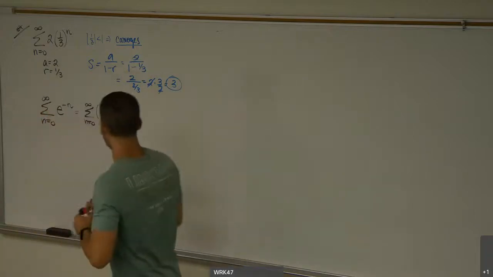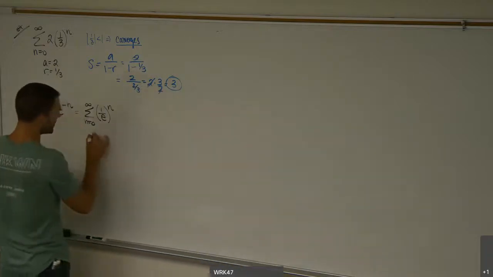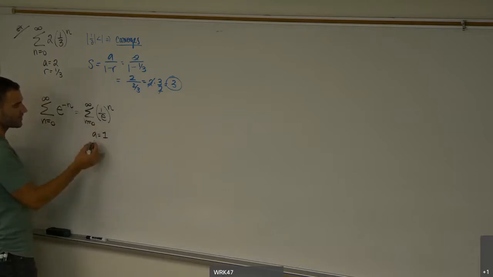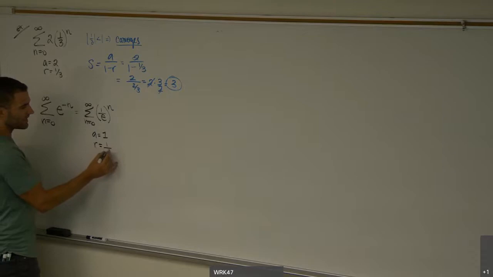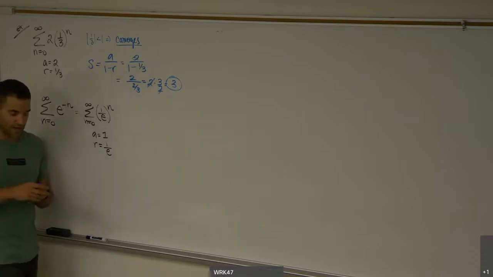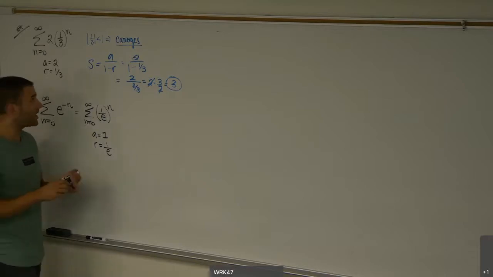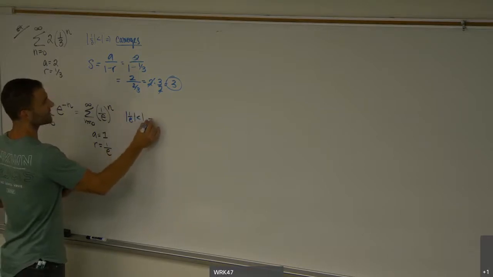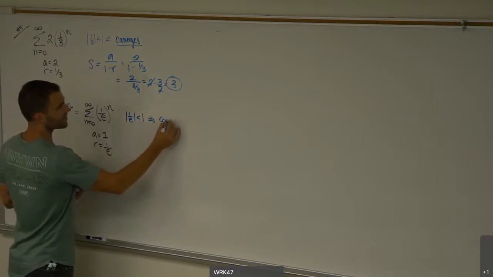And now it fits the bill of being geometric. In this case, a is 1. Imaginary 1 there in front since there is no other number. R is 1 over e. Remember, e is a number. E is 2.7 and so on. And more importantly, 1 over 2.7 and so on is less than 1. So the value of 1 over e is certainly less than 1, which tells me this series converges.